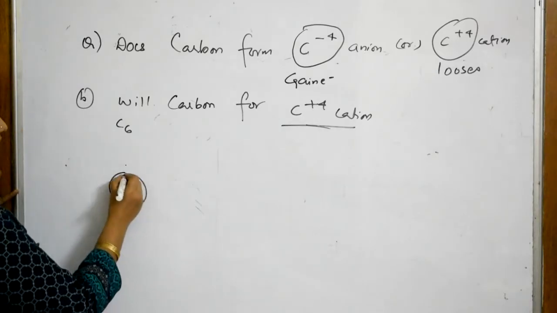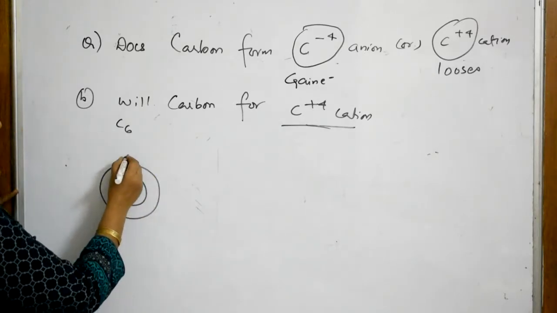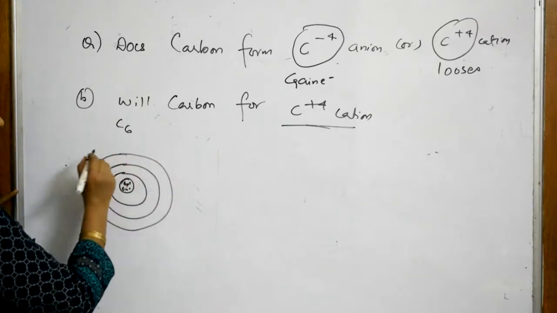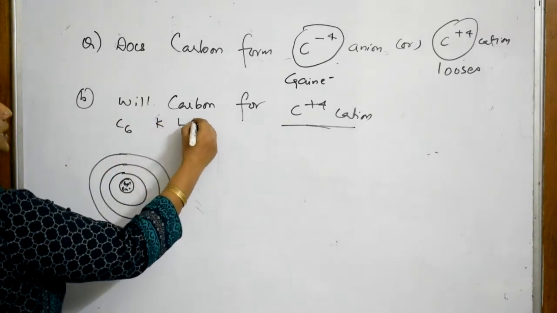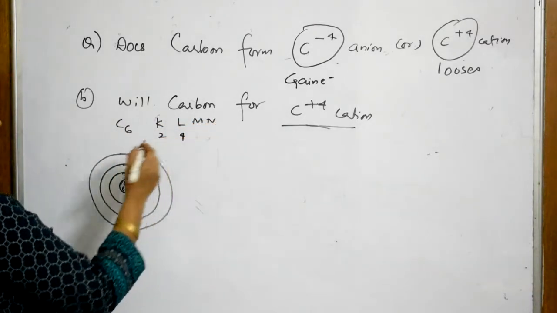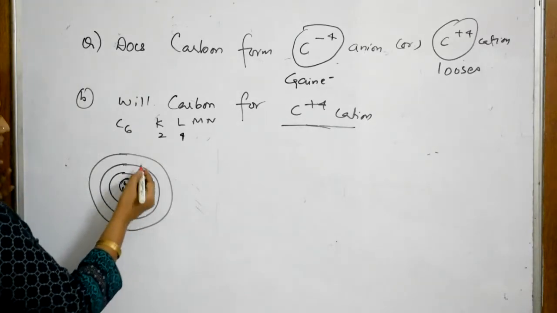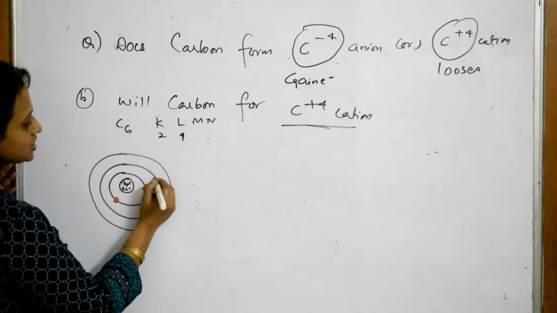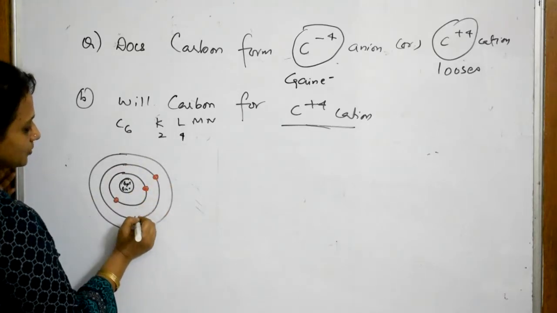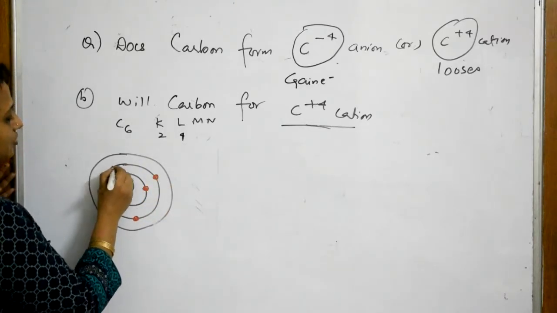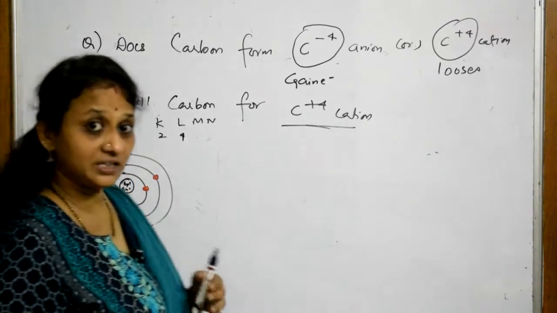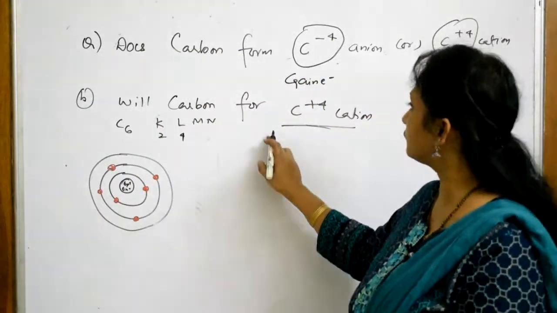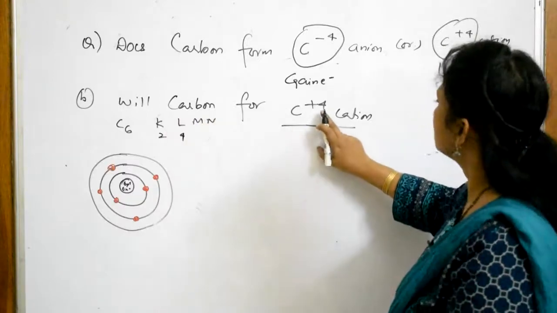Correct? You have the K shell, you have the L shell, you have the M shell. In the K shell there are 2 electrons, 1 and 2. In the L shell, 1, 2, 3, 4 electrons are there. Now, it is going to lose 4 electrons. Will carbon form C plus 4?